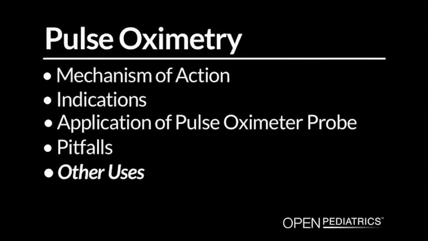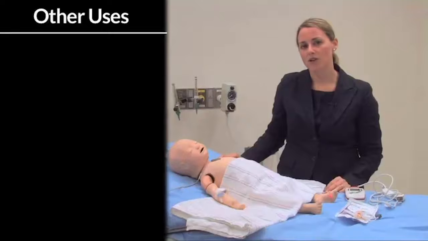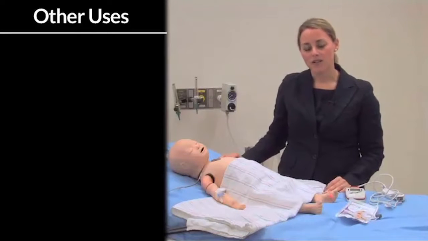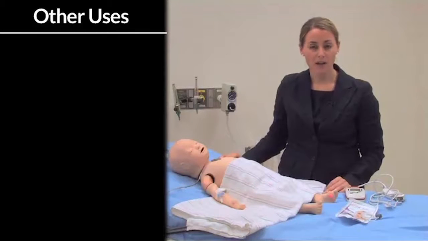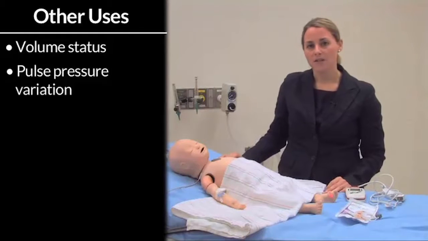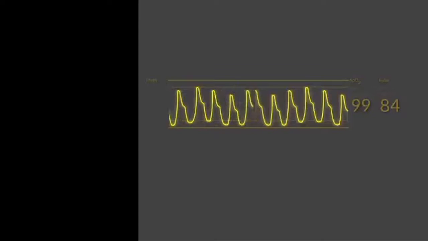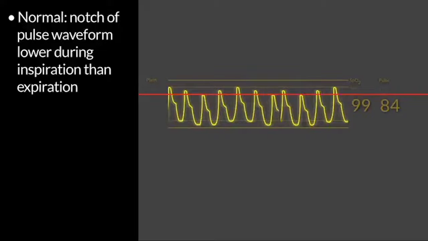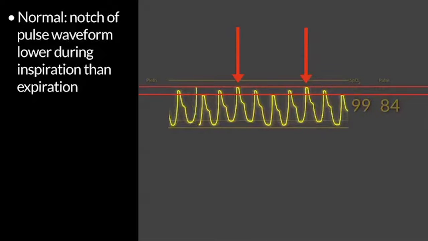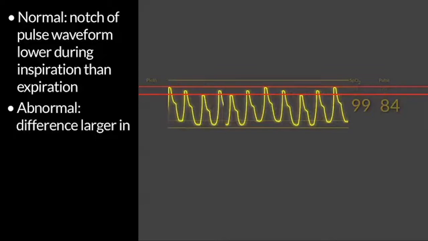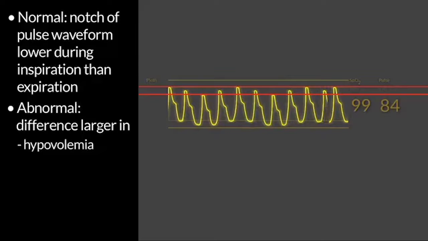Other uses. So in addition to monitoring a patient's oxygen saturation, you can use it non-invasively to look at other indices. For one, you can look at a patient's volume status by looking at the pulse pressure variation. As you see on the monitor, you notice that during inspiration, the notch of the pulse waveform is lower than during exhalation.